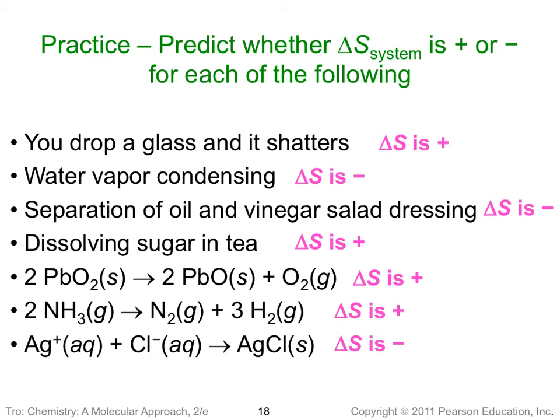When you dissolve sugar in tea, that sugar is going from a solid into a solution. Delta S is positive. We look at this lead oxide, and there are more molecules on this side, 3, so delta S is positive. There are 4 versus 2, delta S is positive. There's 1 versus 2, delta S is negative.